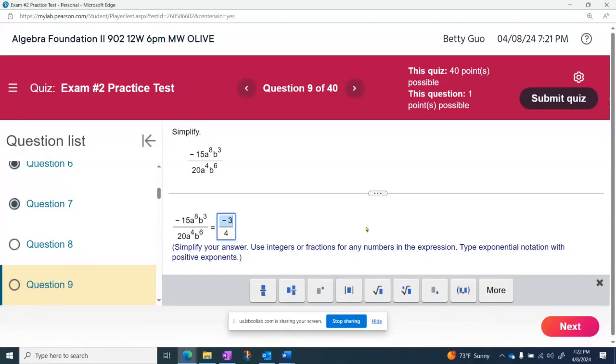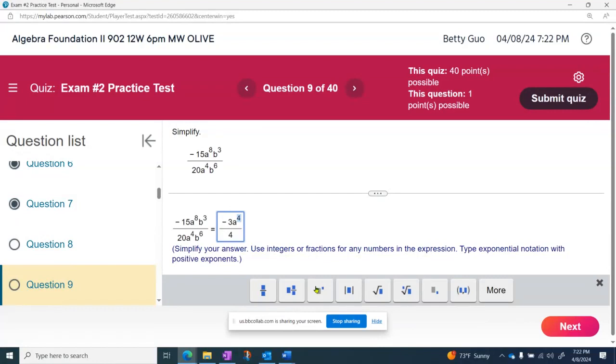And then we do the variable a. We have a to the power 8 in the numerator. We have a to the power 4 in the denominator. The numerator is dominating, so we have a to the power of 4 here. A to the power of 4.